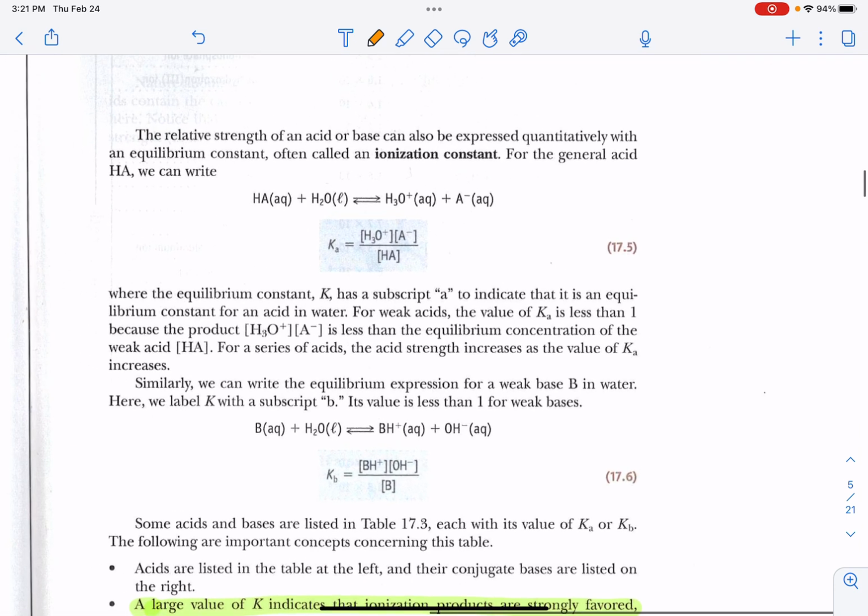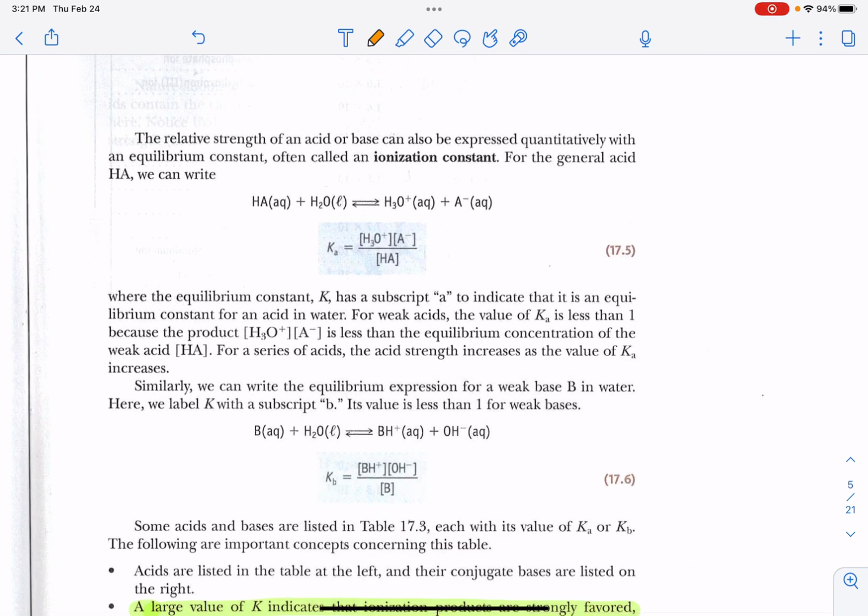Now, when we write our equilibrium constant, since my equilibrium constant is the result of an ionic compound like a weak acid or a weak base or a weakly soluble salt, that equilibrium constant is more specifically called an ionization constant.